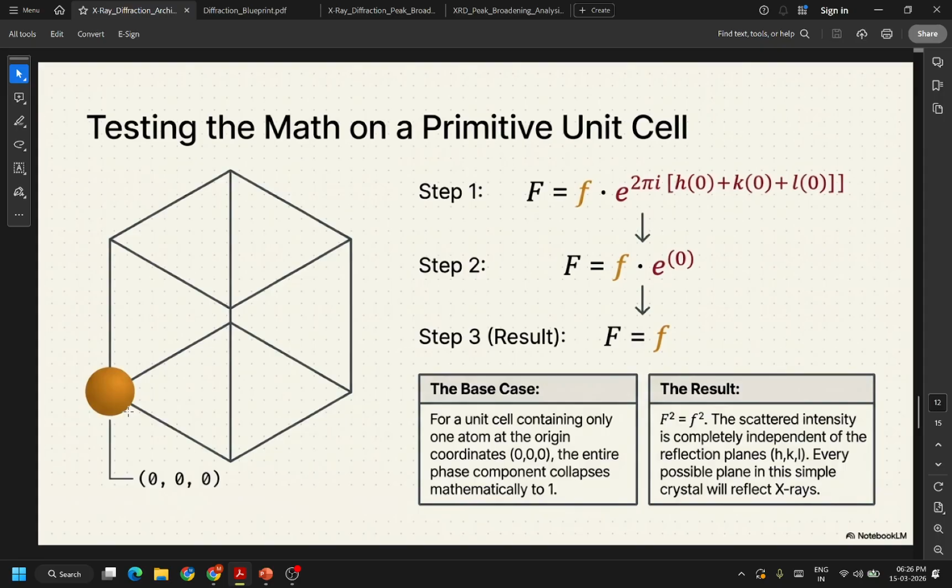Now, if there are atoms that do not fall on the vertex of the cube, we consider that as a second sublattice, and we take the origin for that sublattice. So for a simple cubic case, we only take the atom at 0, 0, 0, and we find that it will reflect for all possible planes, all possible HKL values.